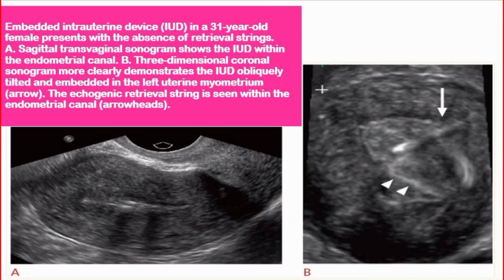This image shows an embedded intrauterine device in a 31-year-old female presenting with absence of retrieval strings. A, a sagittal transvaginal sonogram shows the IUD within the endometrial canal. B, a three-dimensional coronal sonogram more clearly demonstrates the IUD obliquely tilted and embedded in the left uterine myometrium. The echogenic retrieval strings are seen within the endometrial canal.